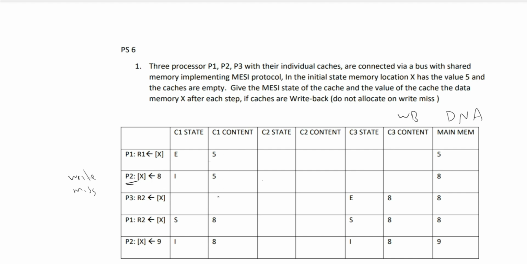But when we have a write miss, it says do not allocate. So we don't have to bring it from main memory. But then when we write, we have to send the invalidation bit to anyone else that has X, and processor 1 has X. So that's why this gets invalidated here. Because when processor 2 has to write, it also has to send an invalidation bit for the other caches to snoop.